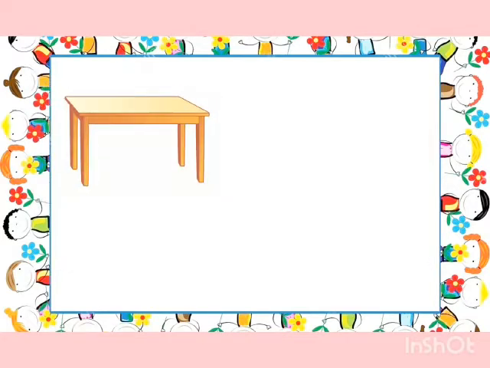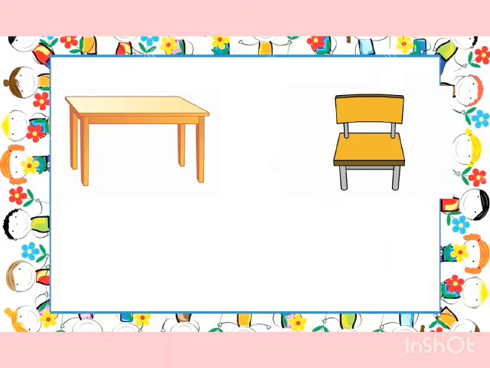Now can you see here a table and a chair? Which one is heavier and which one is lighter? Yes, a table is heavier than a chair. So we have to put a tick on the table and put a cross on the lighter object, and that is a chair. Okay, now next example.